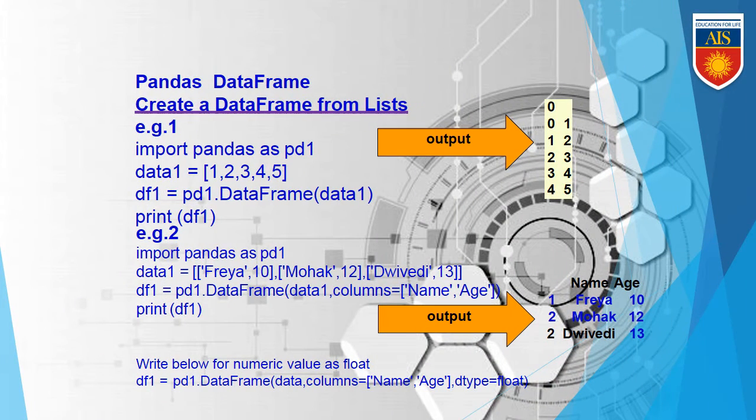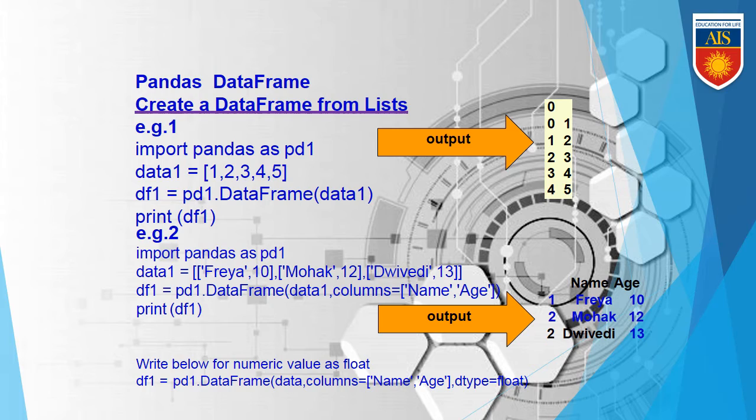Now create a data frame from a list. If you want to create a data frame with the help of a list, then we need to follow this command: import pandas as pd1, data1 equal 1 2 3 4 5. These are the data. Next, df1 equal pd1 dot DataFrame, data1. That means we are going to convert this data into a data frame. Then print df1. Then we will get the output, and according to the index, the elements will stand one by one.